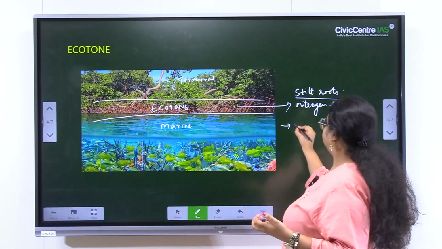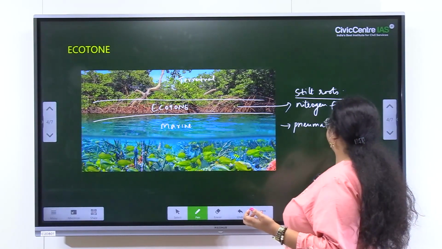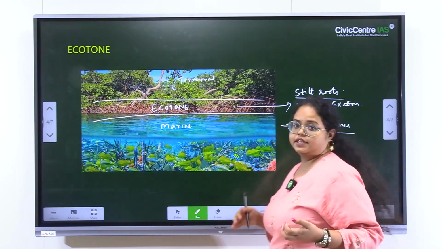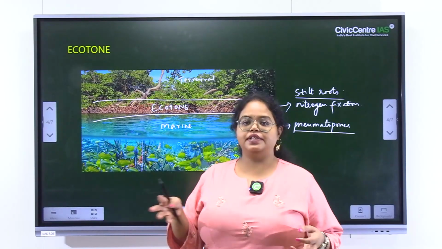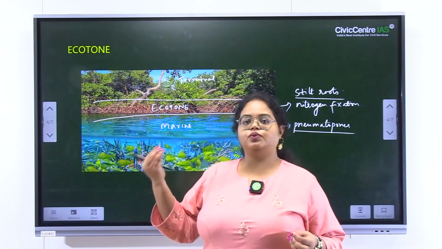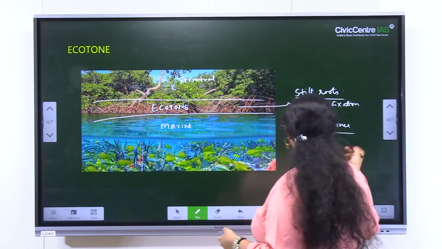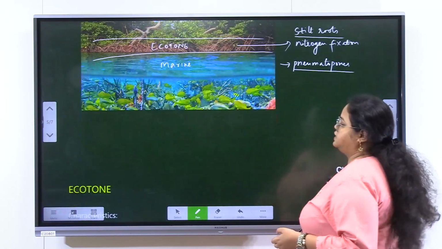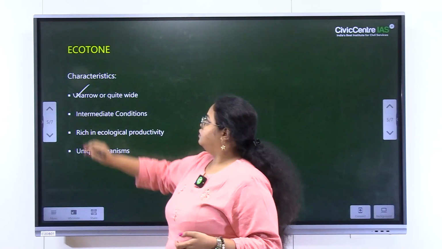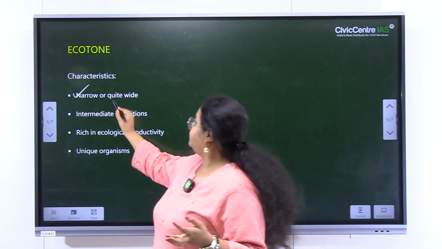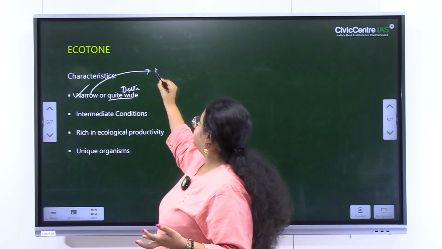And also the roots are called pneumatophores because they are airy and spongy. They are soft and spongy, making them easy to absorb the nutrients from the sediments and give them to the tree that is above the marine ecosystem. Now let's sum up the characteristics and see. Ecotones can be quite wide, like a delta ecosystem, or narrow, like an estuary.